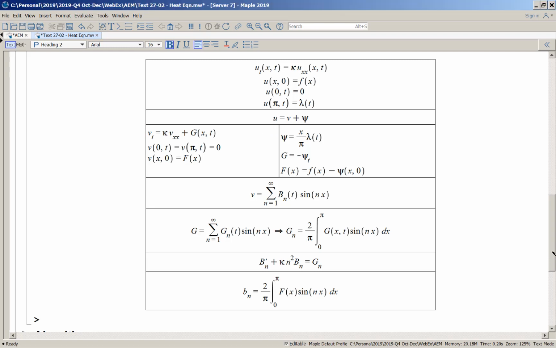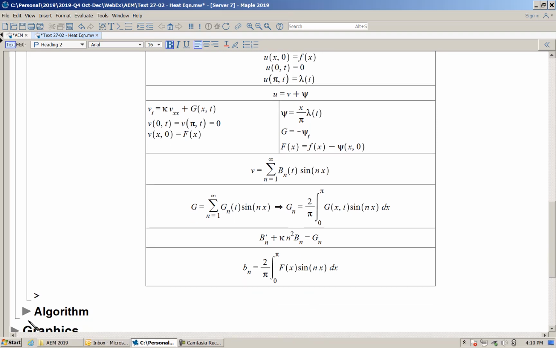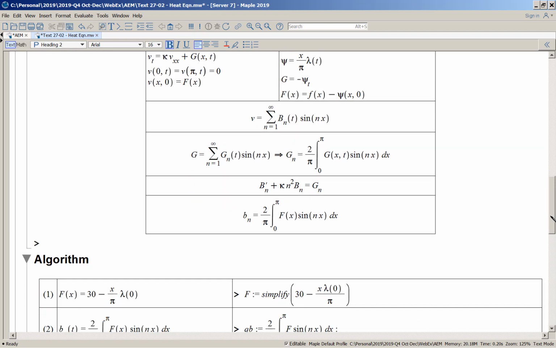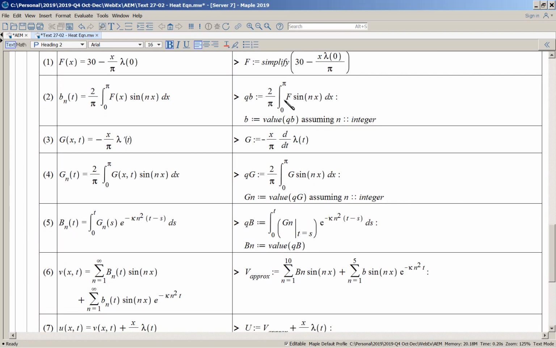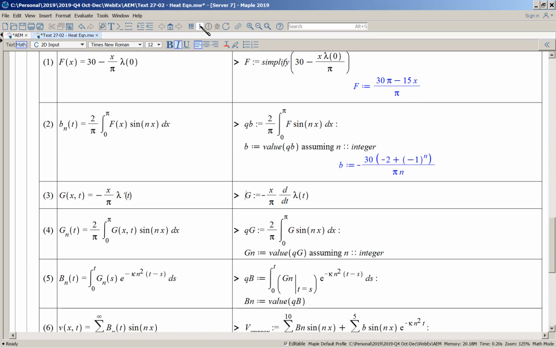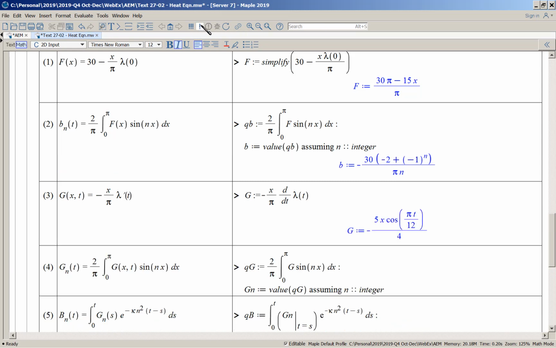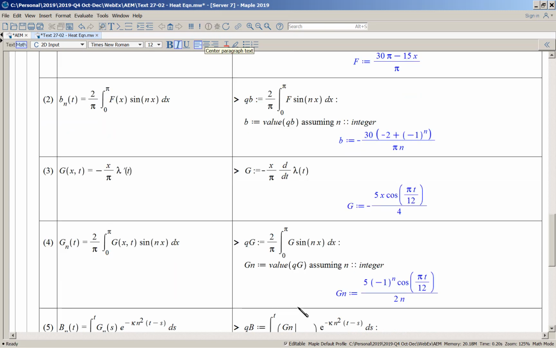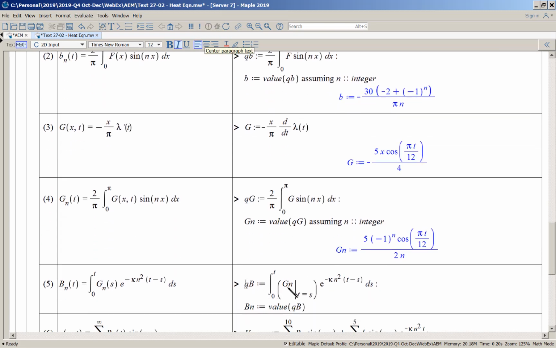Well, let's implement that stratagem. I'll call that the algorithm we're going to use. This is f. These integrals will give us the little bn's. This is g. This integral will give us the gn's. Then this is the variation of parameters formula for that first order differential equation, and we can therefore obtain the bn's.